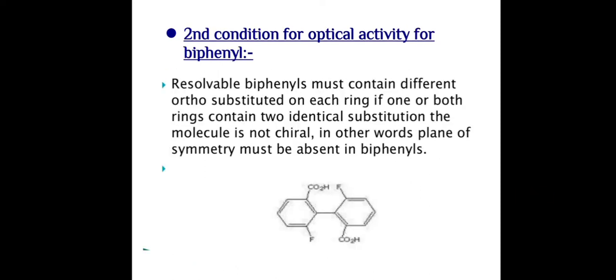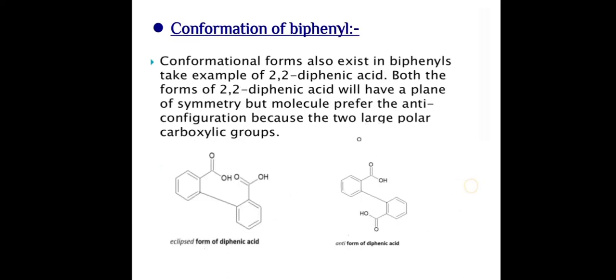The next condition of optical activity in biphenyl. A resolvable biphenyl must have certain different ortho substituents on each ring. If one or both rings contain two identical substituents, the molecule is not chiral. In other words, a plane of symmetry must be absent in the biphenyl.